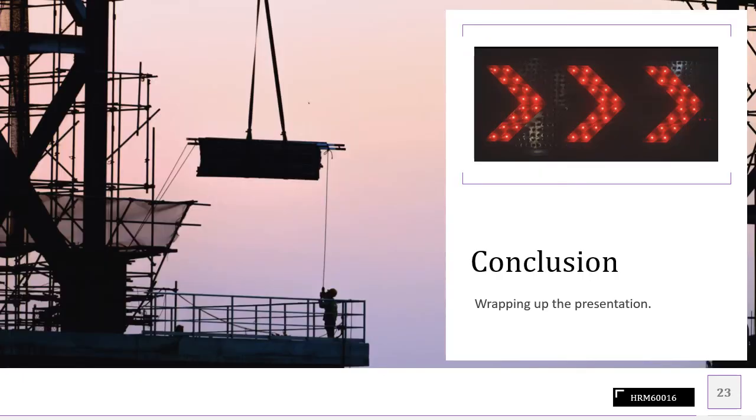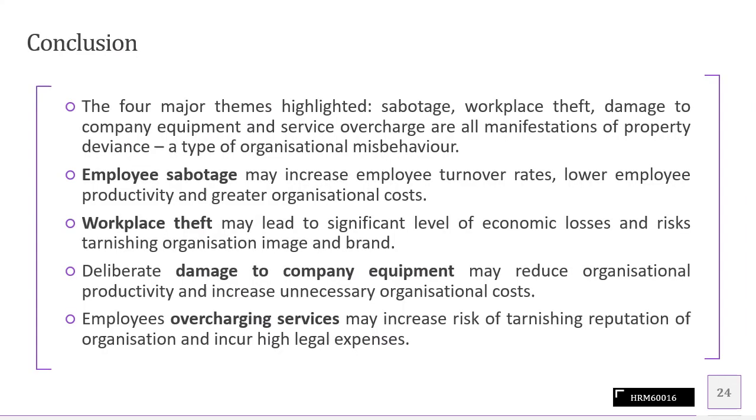So, in conclusion, the four major themes highlighted in the video, consisting of sabotage, theft, damage to company equipment, and service overcharge, are all manifestations of property deviance, a type of organizational misbehavior. Employee sabotage behavior may cause organizations to have increased employee turnover rates, lower employee productivity, and greater organizational costs. Theft in the workplace may lead to organizations suffering a significant level of economic losses and thus tarnishing their image and brand if the scandal is publicized.